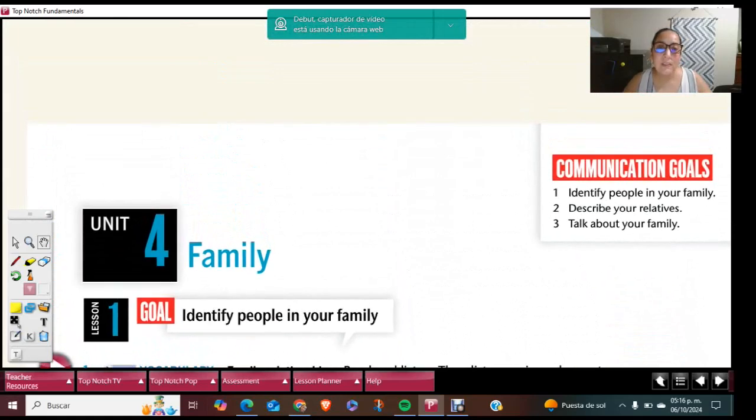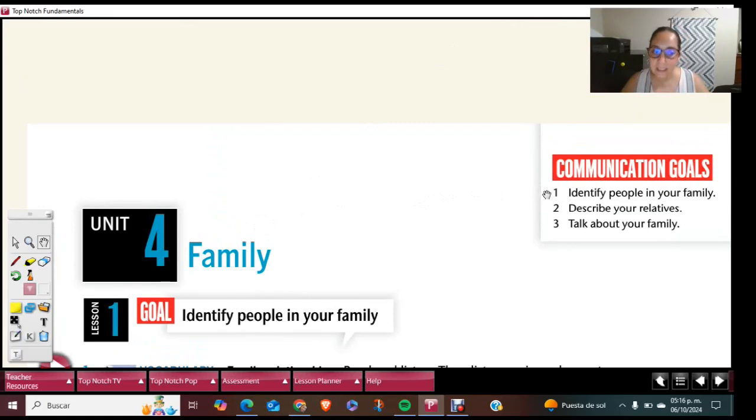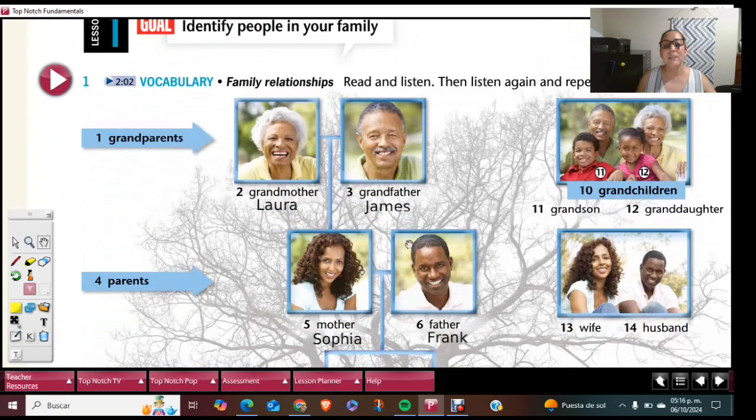Hello, everyone. Today we're going to begin with Unit 4, and Unit 4 is about the family. In this unit, you will identify people in your family, describe your relatives, and talk about your family. Let's look at this family.